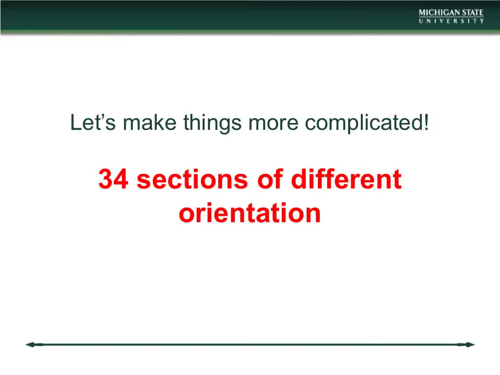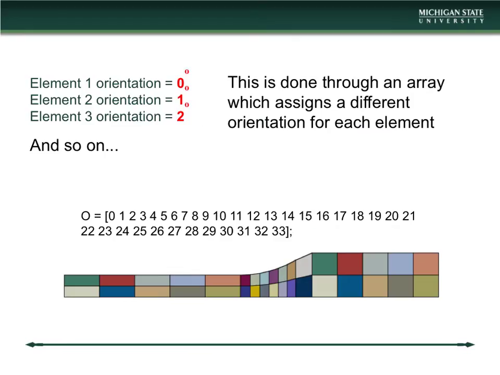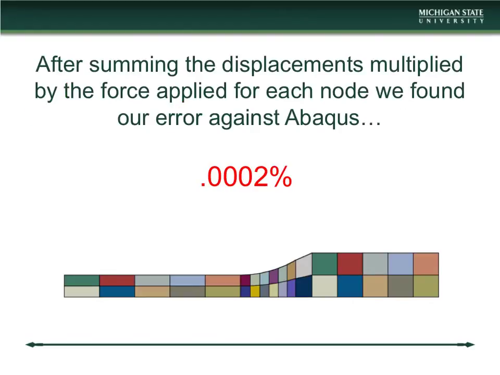Because things were going so well, we tried 34 sections, each with a different orientation. In a sense, each element is going to have a different orientation. Element 1 is going to have 0 degrees, element 2, 1 degree, and so on. This is done through an array, which gets plugged into our original function that we showed earlier. Again, we found our error was almost 0 against Abaqus.